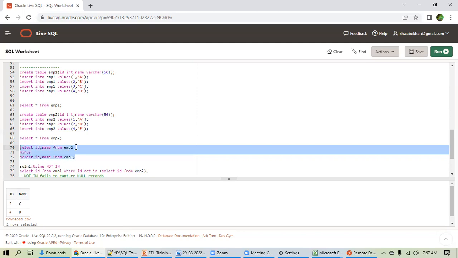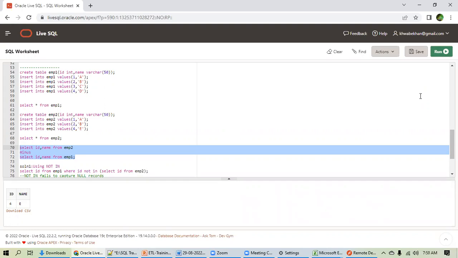Correct. Now I'm asking the SQL engine: tell me the combination of ID and name which is present in employee 2 but missing in employee 1. Tell me what those combinations are. 4E. Okay, so now I'm running this and the output is 4E. So you can use either source minus target or target minus source, your wish. That is totally based on your business requirement. That's all. Any question?